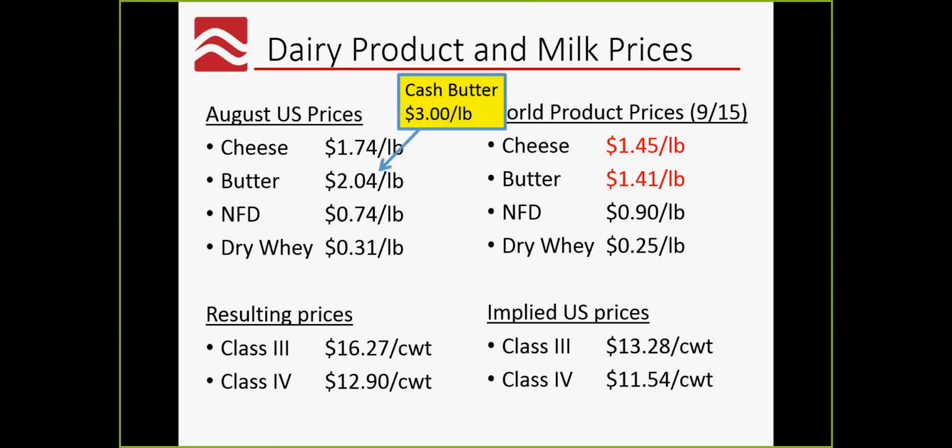Cash butter of $3 a pound this week, which doesn't mean that will be the NASS one, because they average it over the weekend. This is the cash, which is on 4 loads trading in Chicago. But those cash ones are the reference price that everybody uses to set the wholesale prices, so it matters. If you put $3 in there and leave everything else the same, you get $18.28.